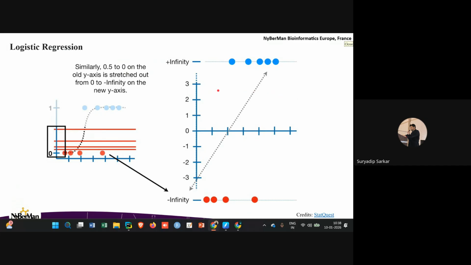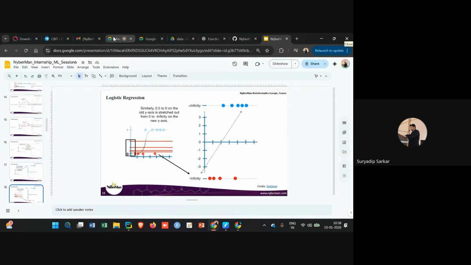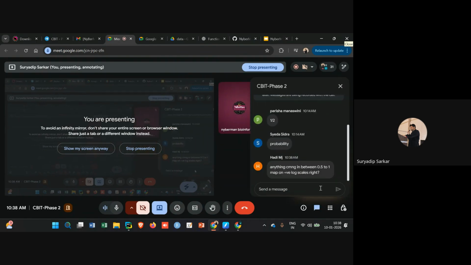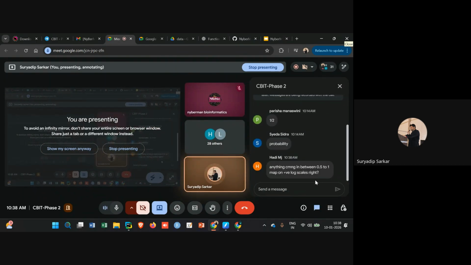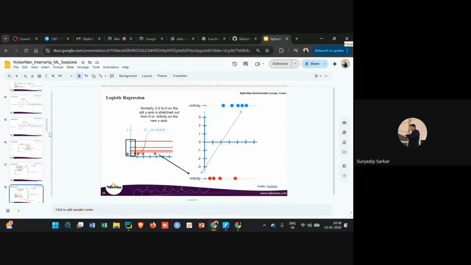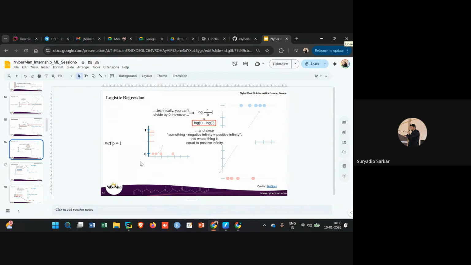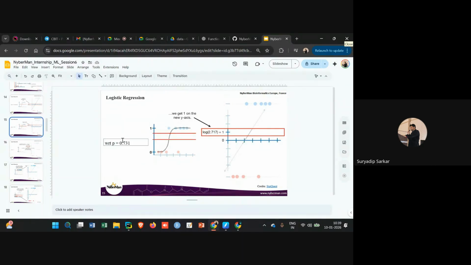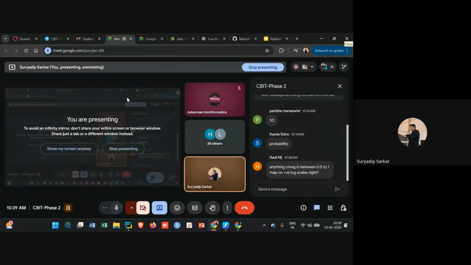Okay. So anyway, once we have actually stretched this, do we have a question? Anything coming in between 0.5 and 1 maps onto the positive side in the log scale. Correct. Yes. Those are the examples we discussed, right? If you take a look at these examples, this is a positive value. This is between 0.5 and 1, so this comes to about 1 on the log scale, log of odds scale actually. Okay. Is that clear, Hadi?